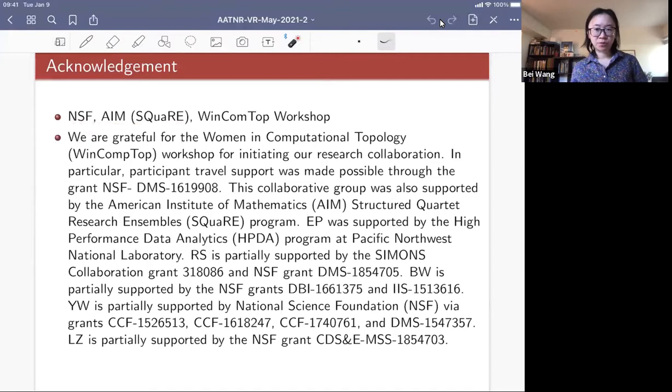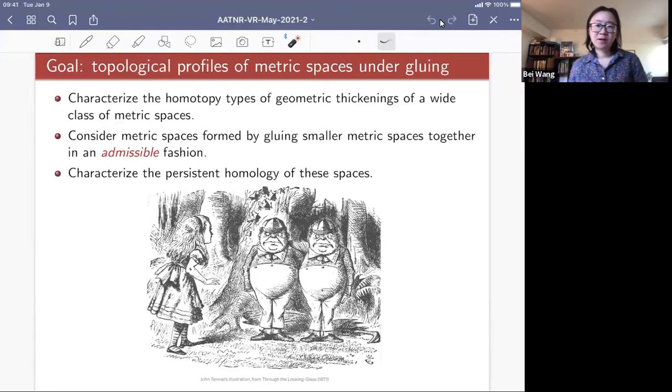All right, let's talk about the high level picture. We are interested in studying topological profiles of metric spaces, and specifically under gluing. So what do I mean by that? I have a bunch of metric spaces, and specifically later I'm going to talk a bit about metric graphs. We want to study some sort of geometric cycling of those metric spaces. Specifically, we want to think about a metric space as formed by gluing small pieces together in an admissible fashion. We need to make precise what we mean by that.